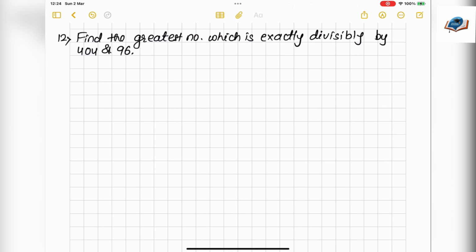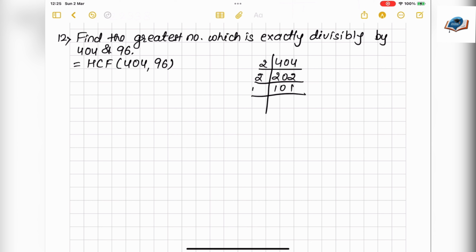Now next question says find the greatest number which is exactly divisible by 404 and 96. I have to find such a number which divides both of them exactly. So if I find the prime factorization, see here the number will be equal to HCF of 404 and 96. So if I find the prime factorization of 404, so 2 2s are 202, 2 again 101 and 101 is prime, so 1.